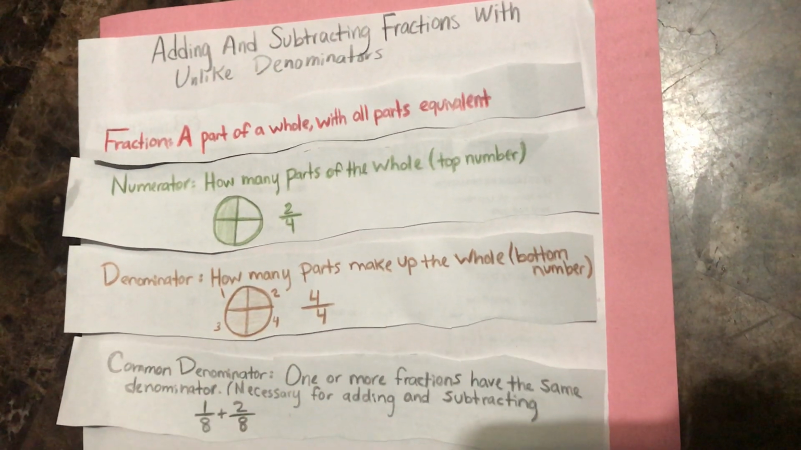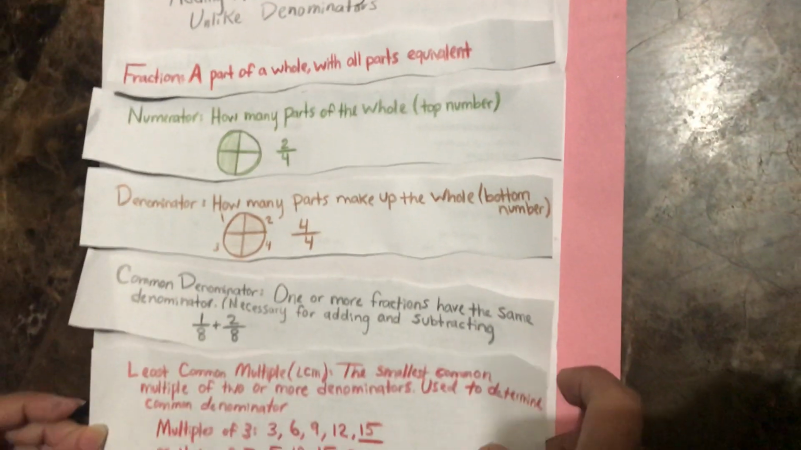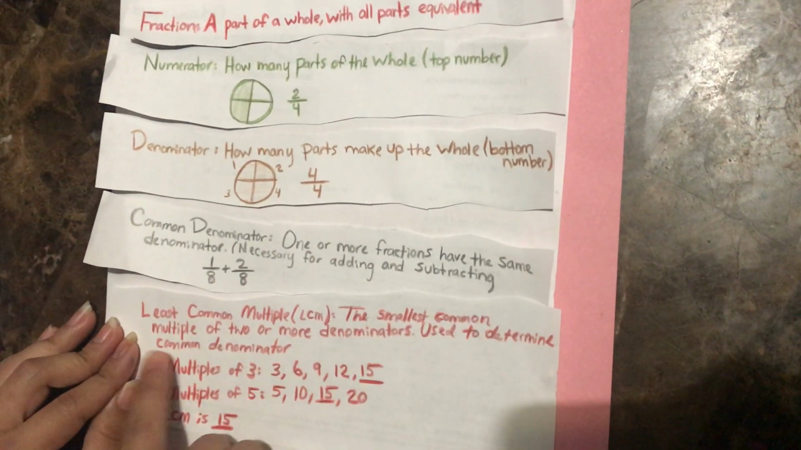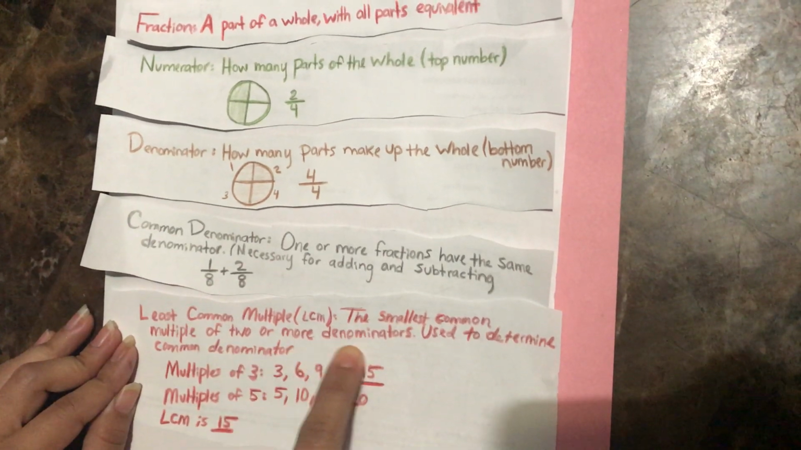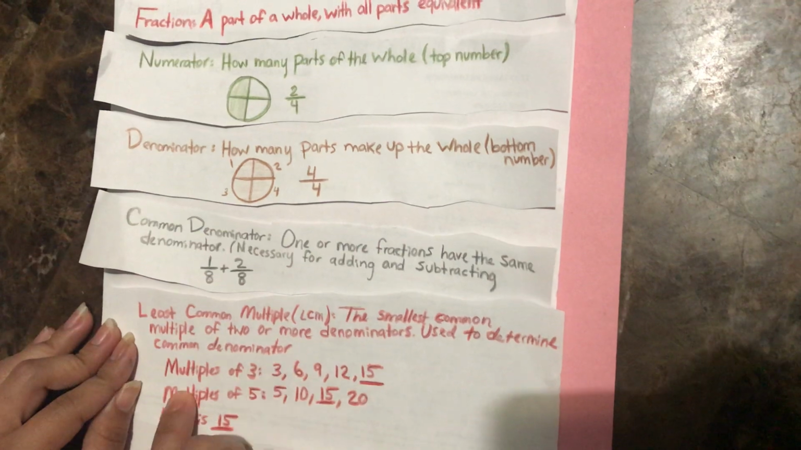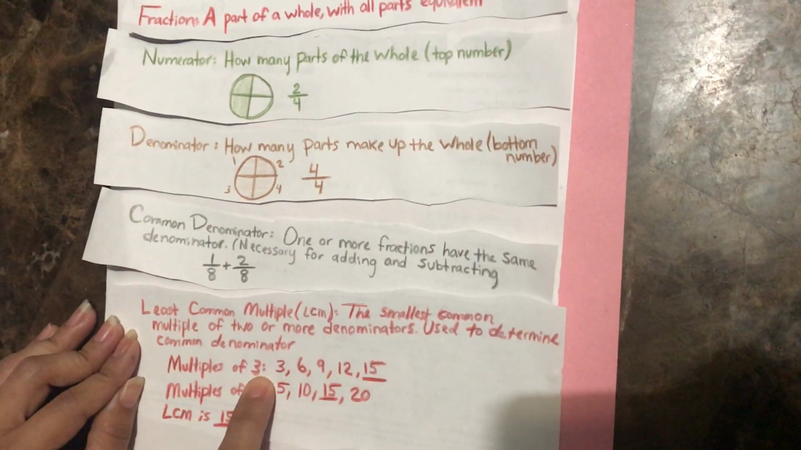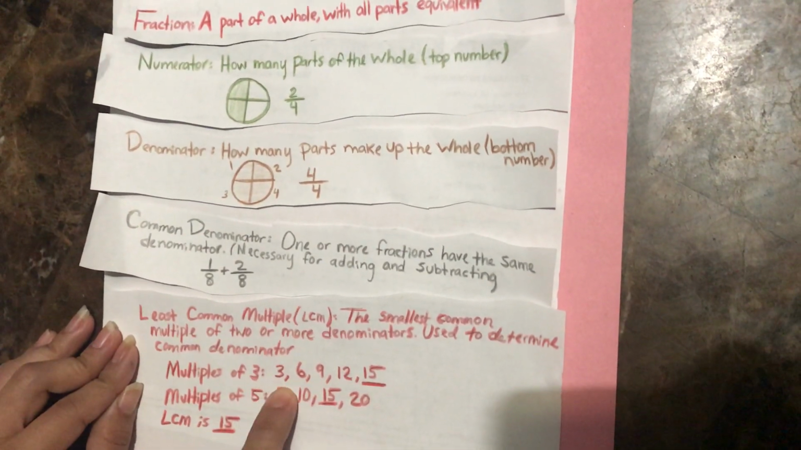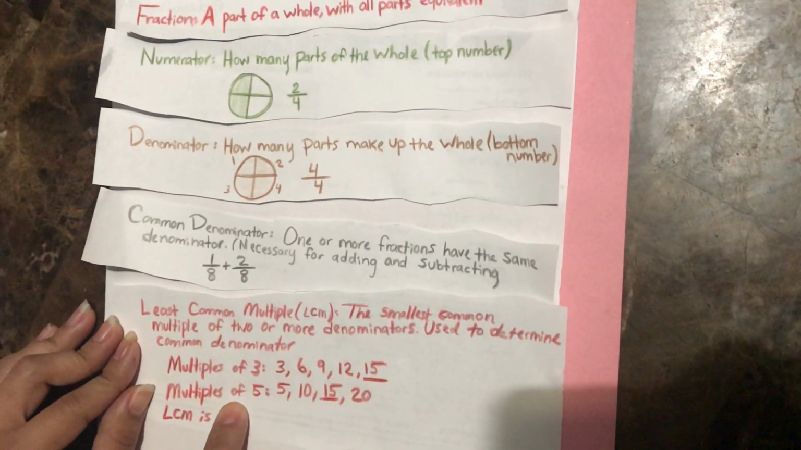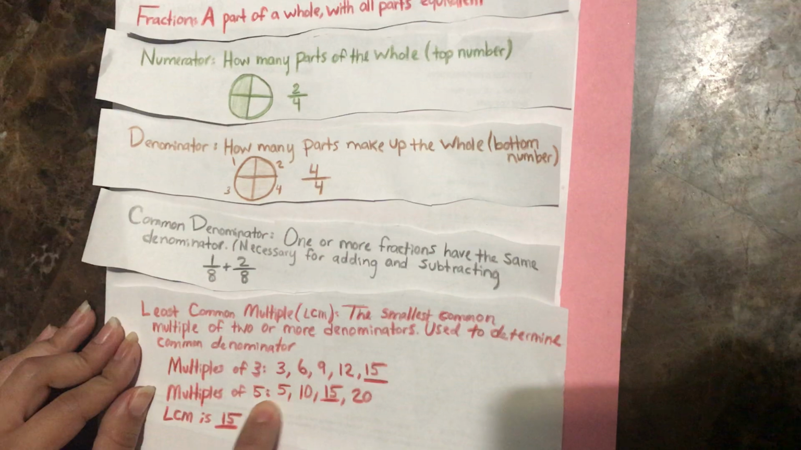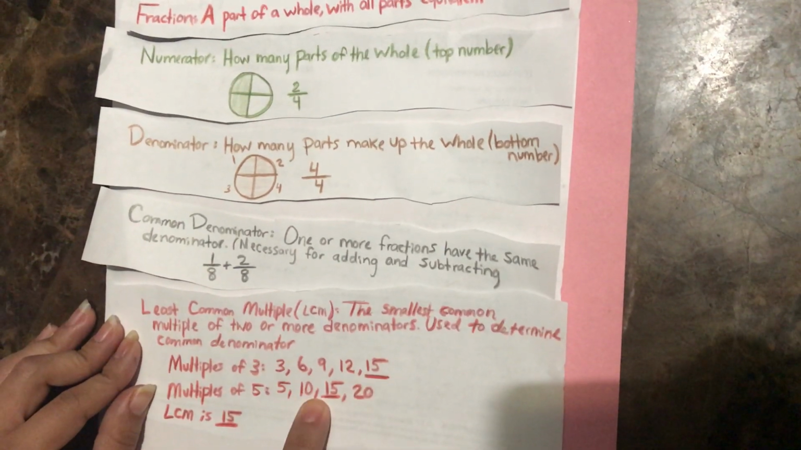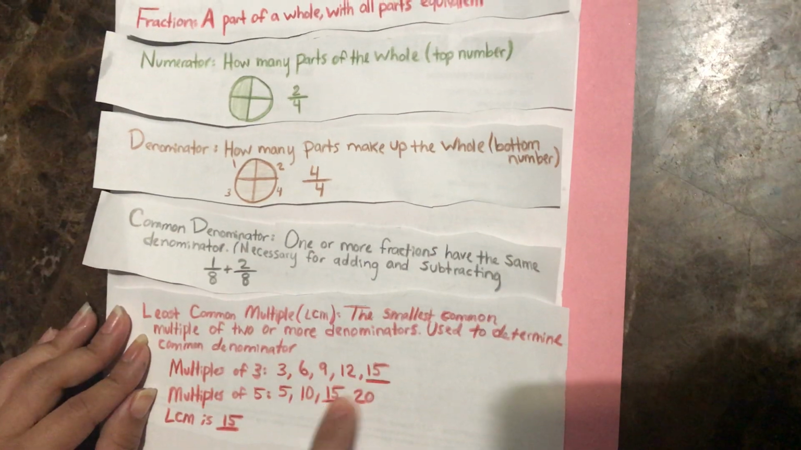is number 8. For the least common multiple, which is the smallest common multiple of 2 or more denominators used to determine common denominators. So for example, multiples of 3, so they are 3, 6, 9, 12, 15. Now multiples of 5, these are 5, 10, 15, 20, and here we have the least common multiple, which is 15.